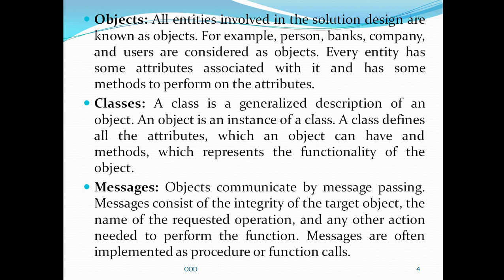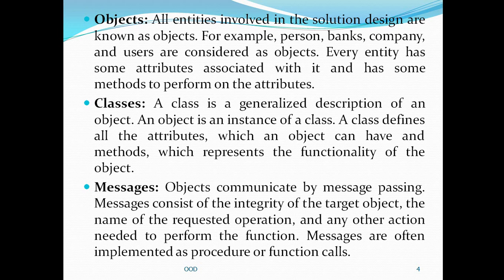The next one is a class. A class is a generalized description of an object; an object is an instance of a class. A class defines all the attributes which an object can have and methods which represent the functionality of the object. A class contains one or more objects. Without objects, a class cannot be made.